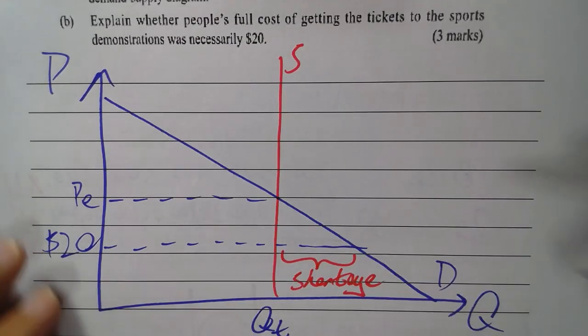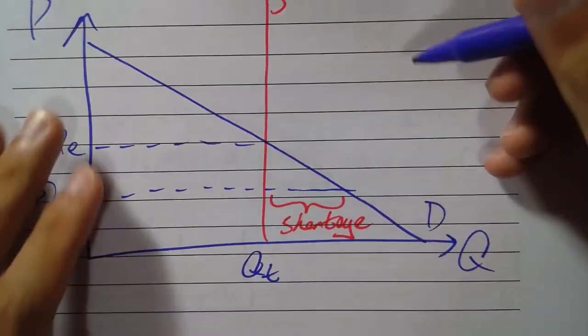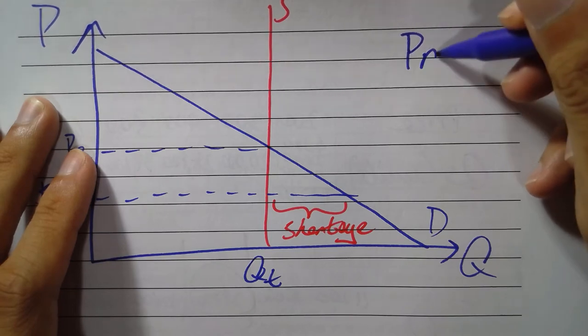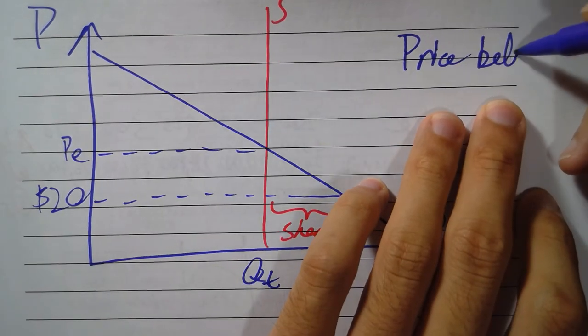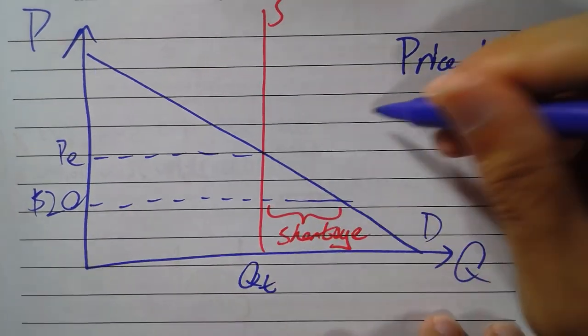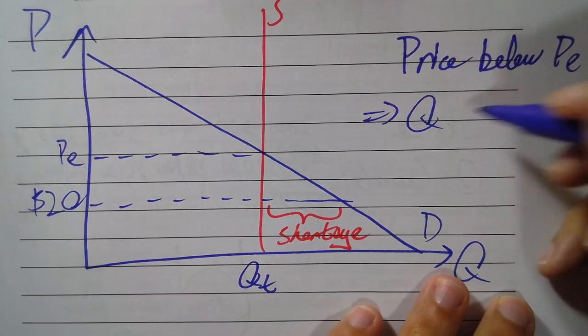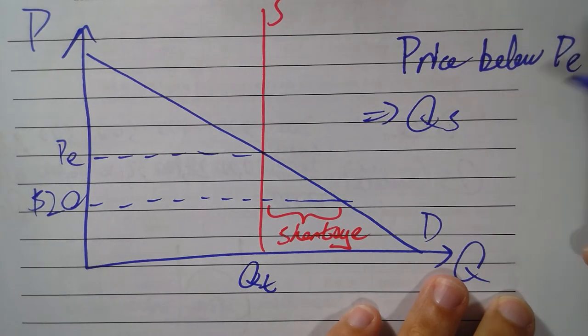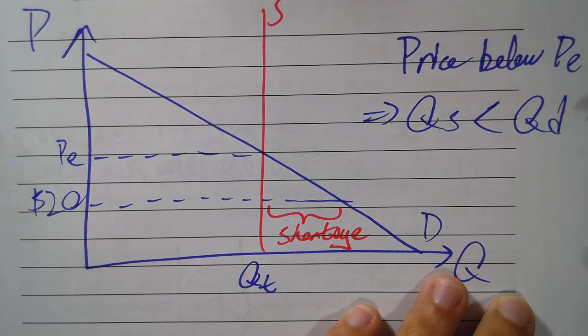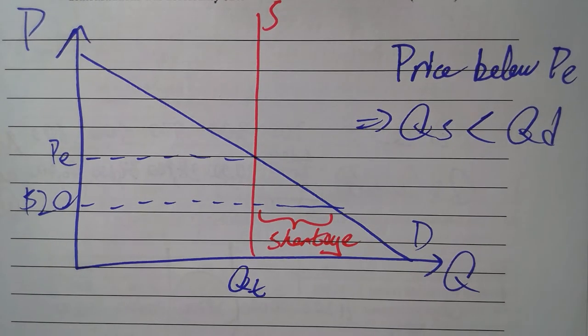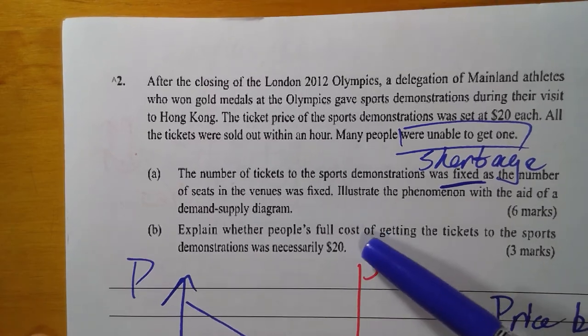Okay, now to explain it, we say price below equilibrium leading to QS smaller than QD. That is a shortage. Okay, understand?